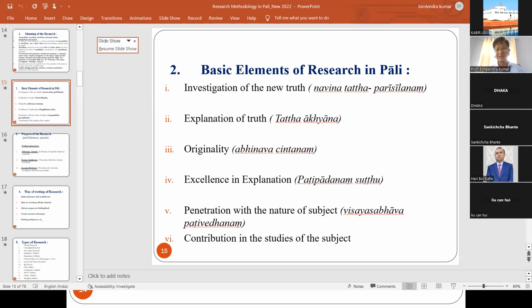Then the third aspect: if you are not giving new ideas related with your research in the conclusion part of your thesis, that is not very advisable. So whenever you give new ideas related with your research, this is called originality, and this is the third aspect of our research.